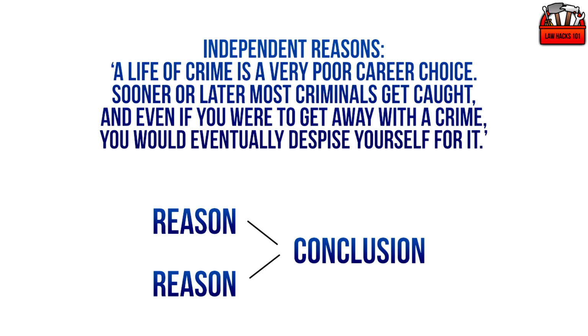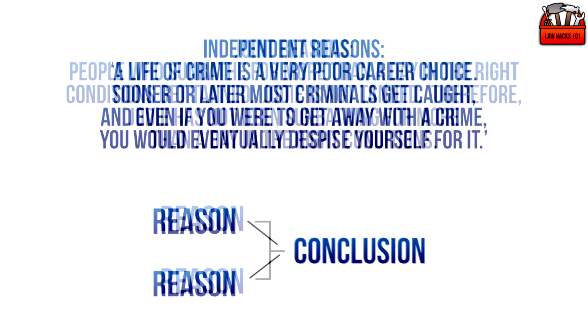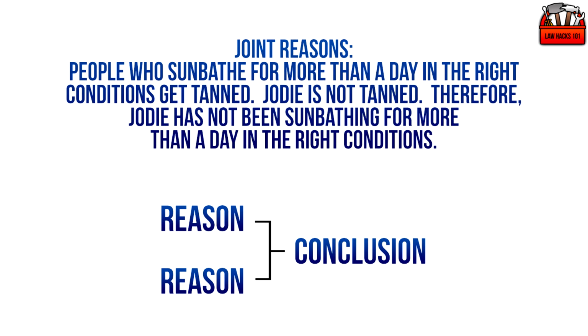Still with side-by-side reasons, here's an example of an argument where reasons are joint. Joint reasons have to support the conclusion together, or the conclusion cannot be supported. And if one of the reasons was missing, in fact, you'd need to read it into the argument as a silent reason or an unstated premise.